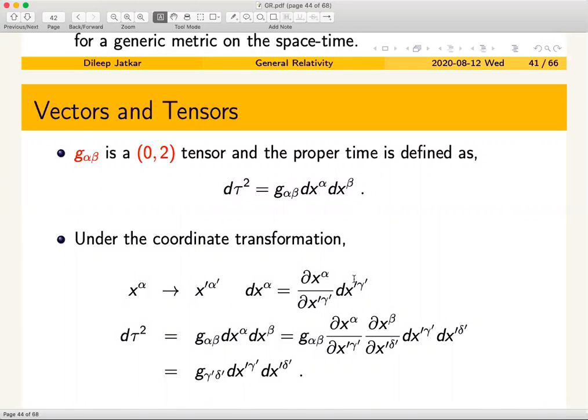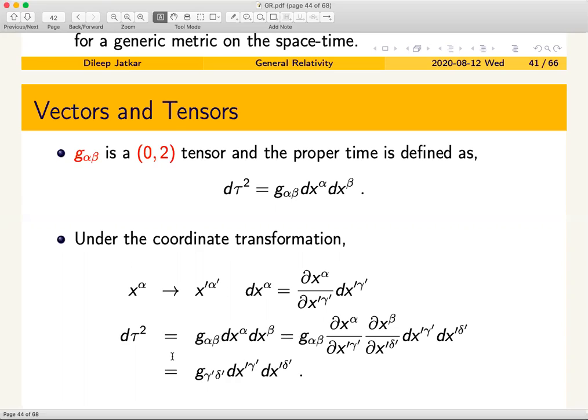For example, the unprimed coordinates could be just Cartesian, whereas the primed coordinates could be quite a complicated system, maybe a spherical coordinate system or maybe an infalling coordinate system, all kinds of stuff. So that is the reason for the primes on various things, just to be able to distinguish them.